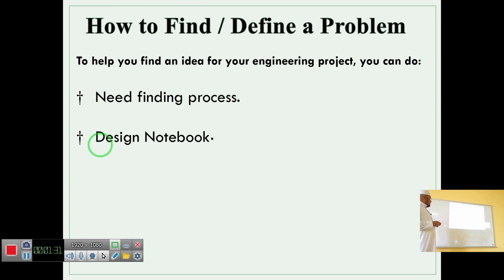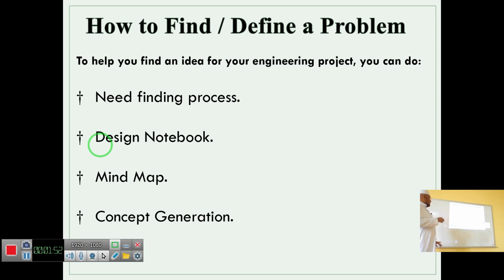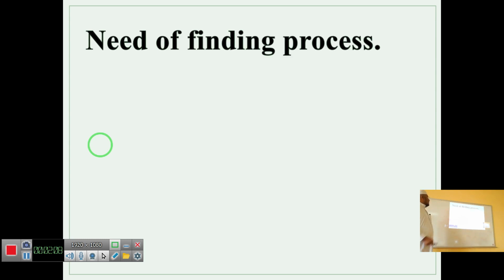Next, the design notebook we have to study. I am telling you the items in defining a problem, and later one by one I will explain. The mind map has to be studied; this has to be ready for defining a problem. Then concept generation. So these 4 items should be clear in your mind and ready for finding a problem. What are these 4 items? One by one we'll study.